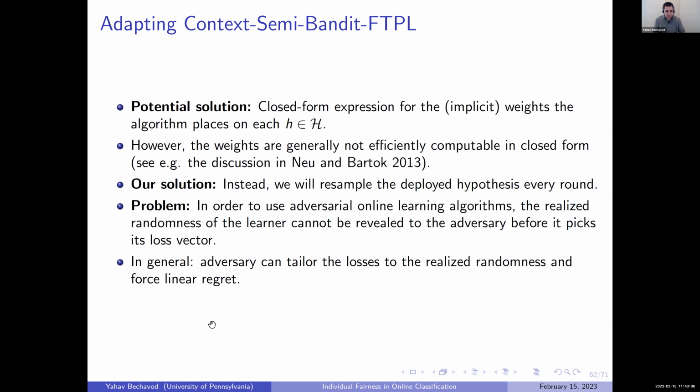And where we can run into trouble with that is that, in adversarial online learning, the realized randomness of the learner, you cannot really reveal it to the adversary. And in our case, the adversary is really emulating the behavior of this panel. In general, the adversary can tailor the losses. So if it sees the randomness, it can fail you.